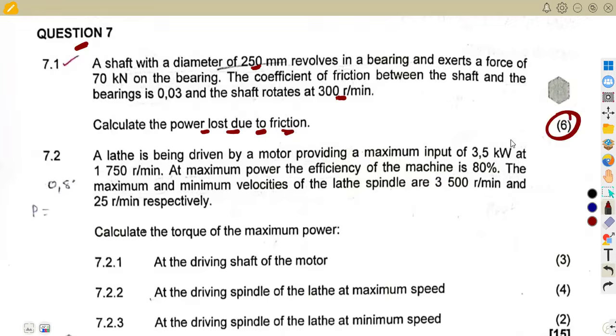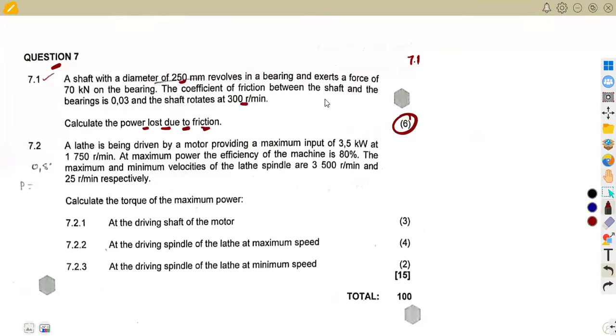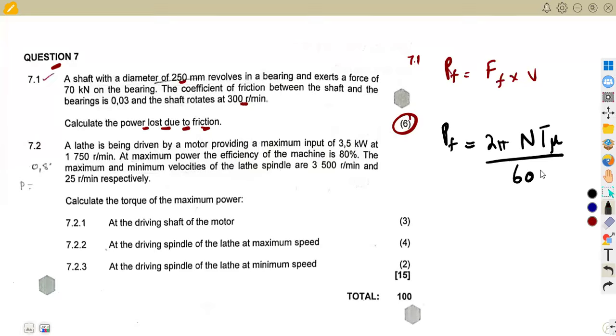Listen, the moment we talk about power lost due to friction, it means we're talking about the frictional power, which can be taken from the frictional force times the velocity, if we have the velocity. Or we can use the formula: frictional power is equivalent to 2 pi n times the frictional torque over 60. This gives us the power. So we have two formulas that we can use.